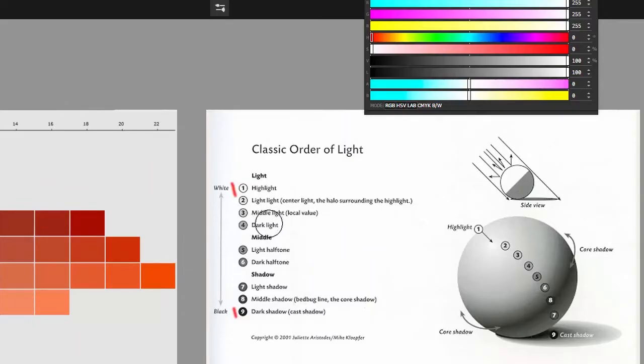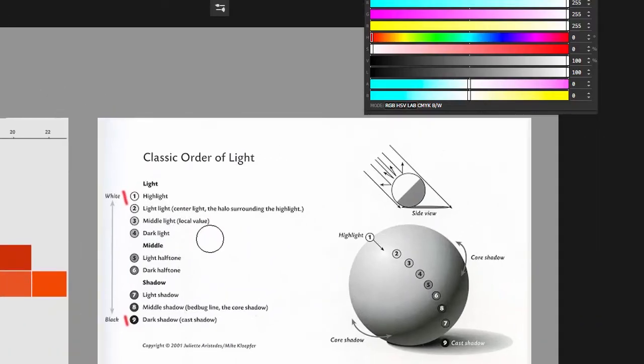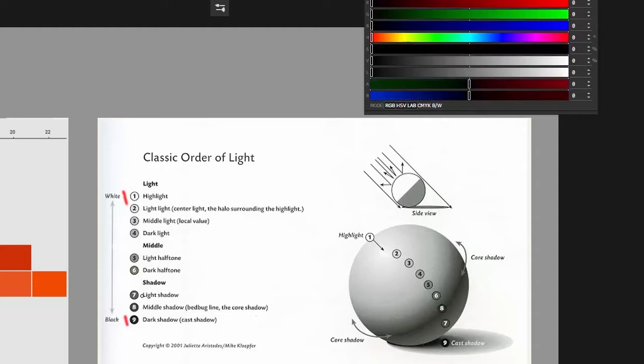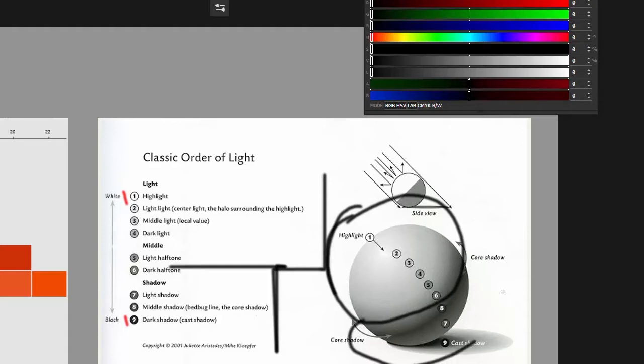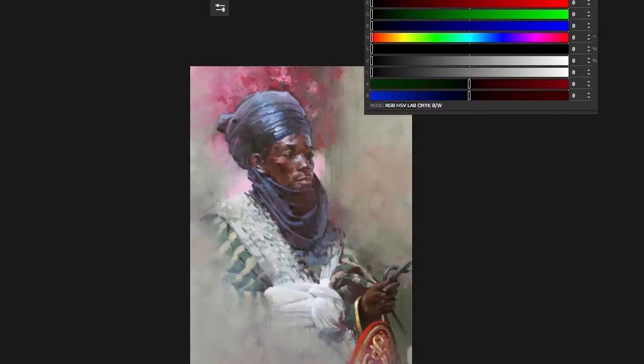But the answer to this question isn't how many value scales everyone's using. I think when everyone tries explaining the value scales, they're actually trying to group them. So for example, in Juliette Aristides, her separation is quite obvious. 6 and higher is in the darks, and 5 and lower is in the brights. In this case, it's more about the value separation than about how many numbers there are. And I think this continues on to all the other painters.